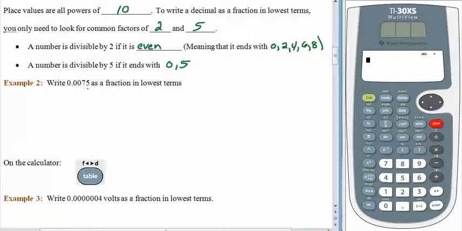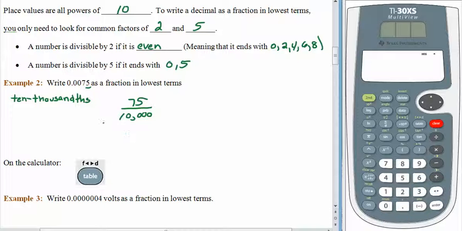0.0075. Just like before, the first thing to do is read this number properly, which means we have to figure out what this far right decimal place is. We have tenths, hundredths, the 7 is in the thousandths place, and the 5 is in the ten-thousandths place. This place value name is hyphenated so that you know it's not 10 one-thousandths. Anyhow, 75 ten-thousandths.